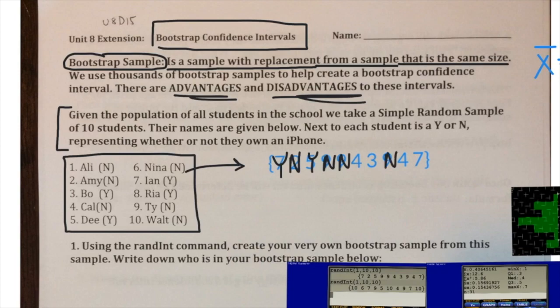I'm noticing at 4, Cal shows up twice, and he was a no both times, of course. Bo was a yes. And 7, we already had 7. It was Ian, and Ian was a yes. So my bootstrap sample has 4 yeses out of the 10. The bootstrap sample had a sample percent of 4 out of 10, or 40% owning iPhones.